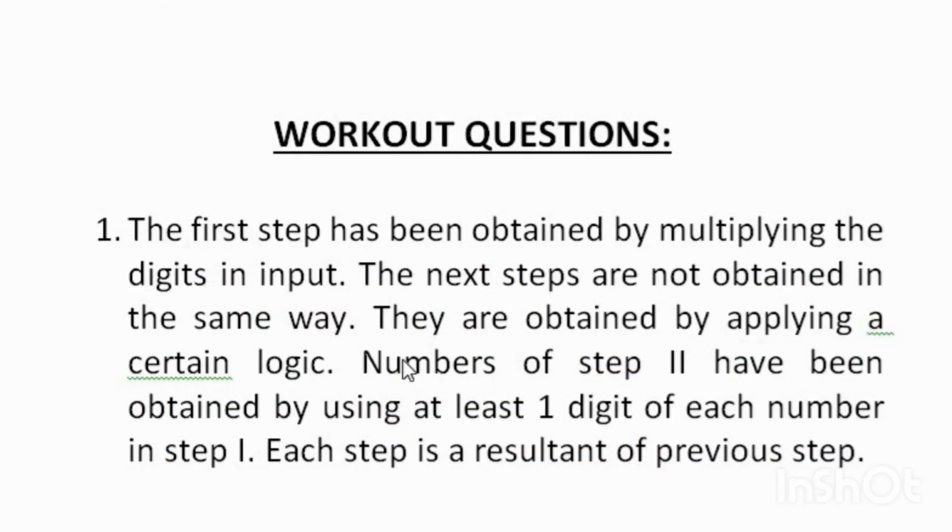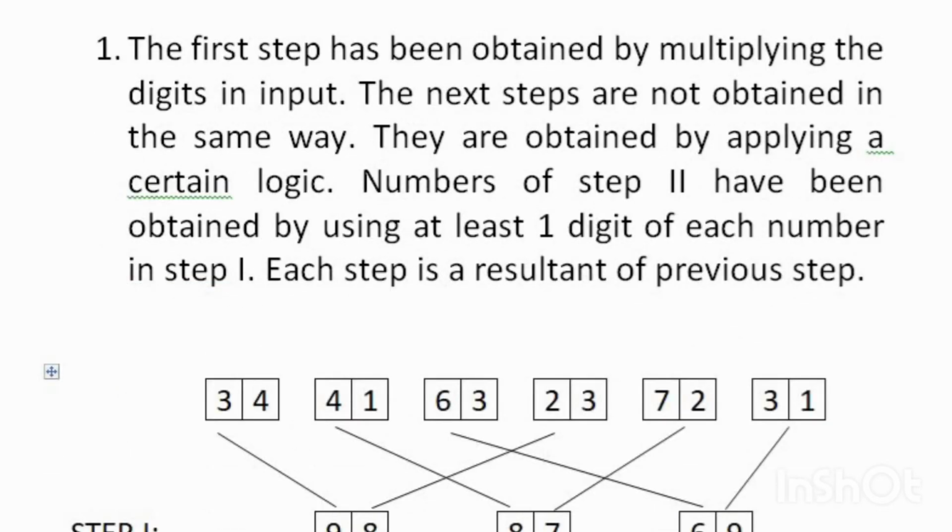Going to the workout questions, the first one is: the first step has been obtained by multiplying the digits in the input. The next steps are not obtained in the same way. They are obtained by applying a certain logic. Numbers of step 2 have been obtained by using at least one digit of each number in step 1. Each step is a resultant of the previous step. So here the logic is in the question itself.